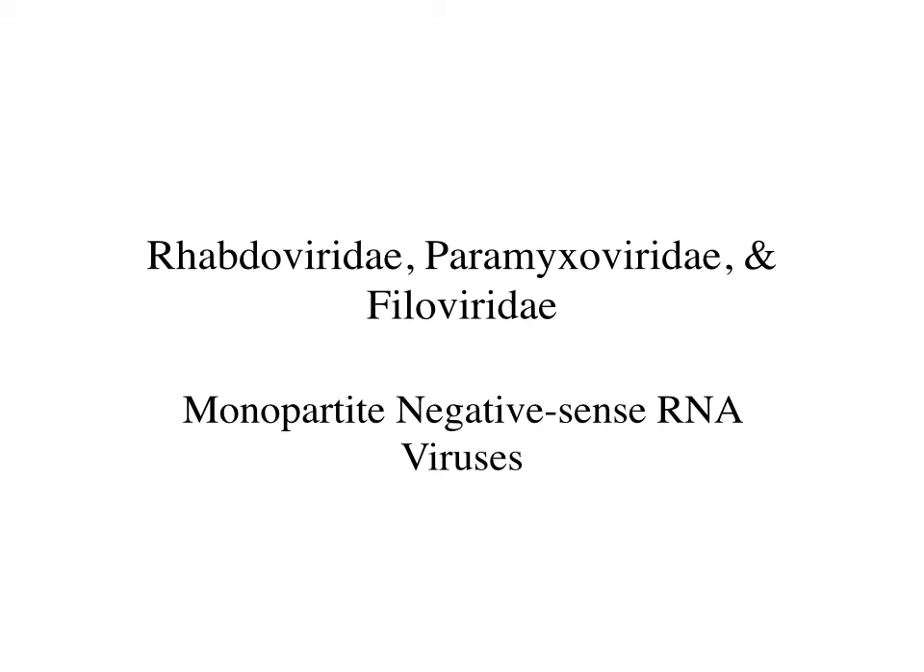In this lecture, we're going to look at the Rhabdoviridae, Paramyxoviridae, and Filoviridae families. These are all monopartite negative sense RNA viruses.